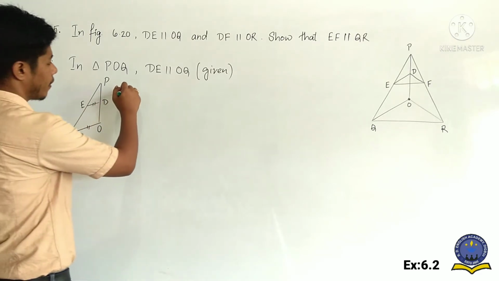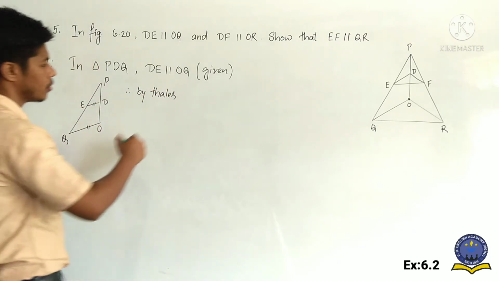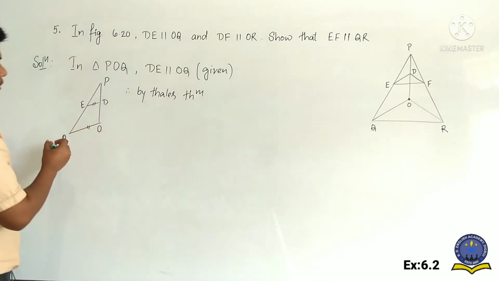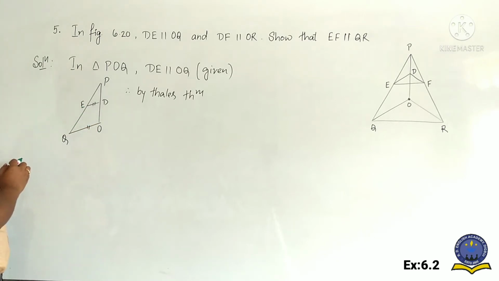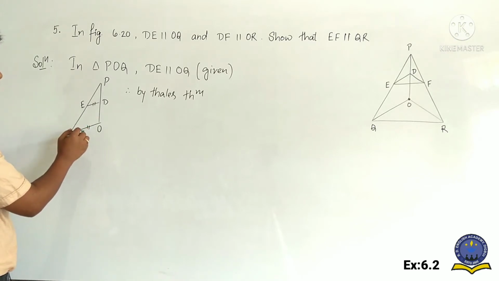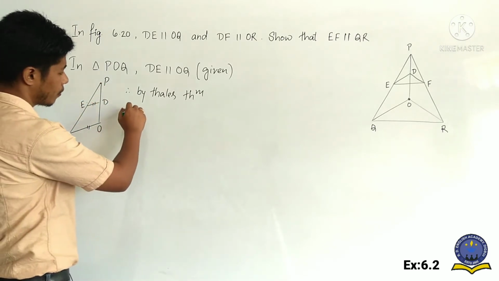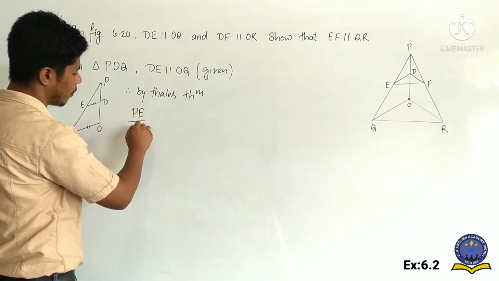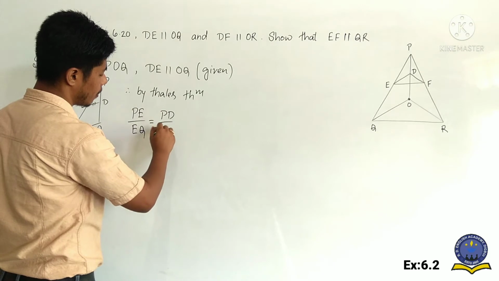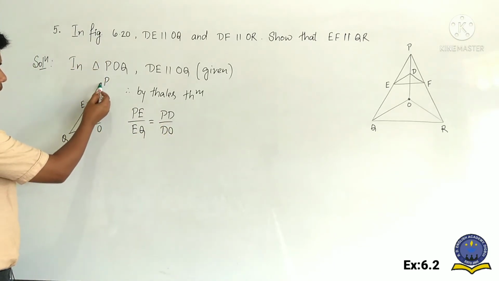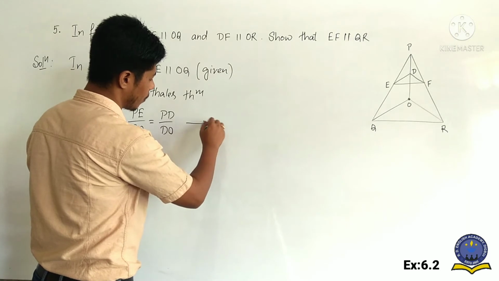Therefore, by Thales theorem, or you can say basic proportionality theorem also, the other two sides are divided in the same ratio. The third side is this one, and the opposite vertex is this one. So we have to write PE by EQ is equal to PD by DO. I hope all of you understood this one. I repeat: PE by EQ is equal to PD by DO, and we put this as equation number 1. Is it clear?